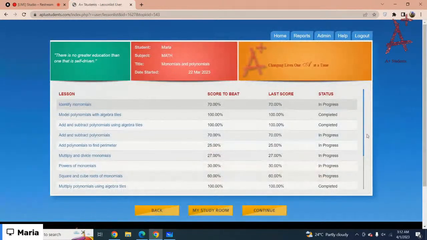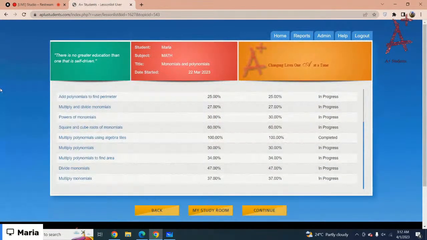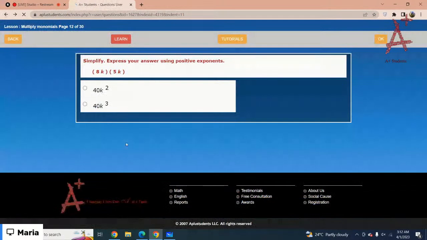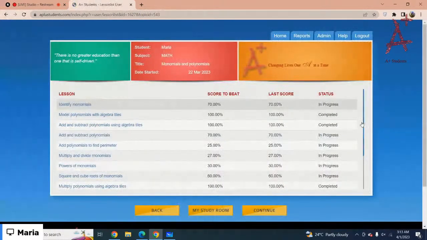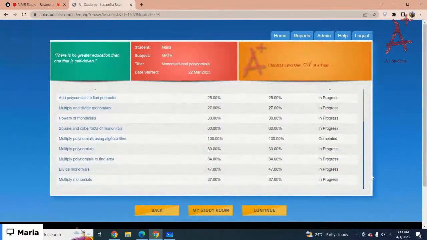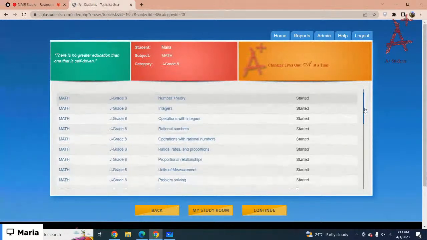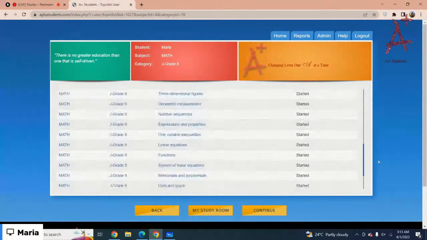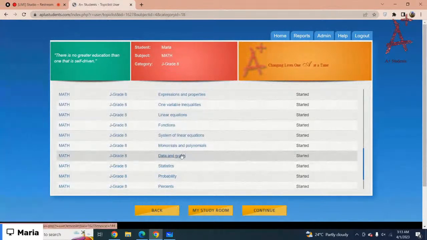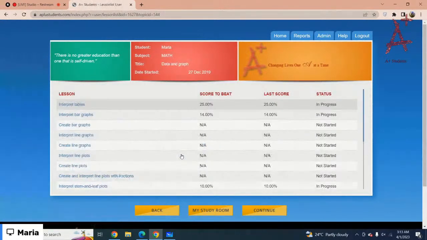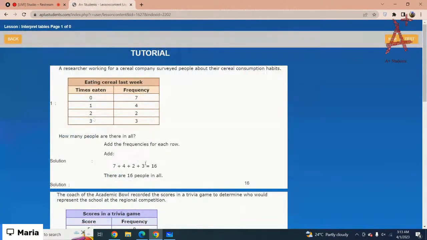The next lesson is, we're going to start the new chapter. The new chapter is data and graphs. So let's just start the new chapter. Okay, we are done with the lesson monomials and polynomials. So we're going to start with a new chapter. Let's just click on the back button and start with the new chapter. The new chapter is data and graphs. So let's just start with the new chapter. Okay, we're going to start with the first lesson, that is interpret table. So let's just start with the first lesson.